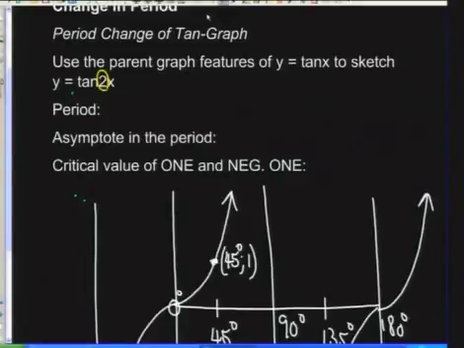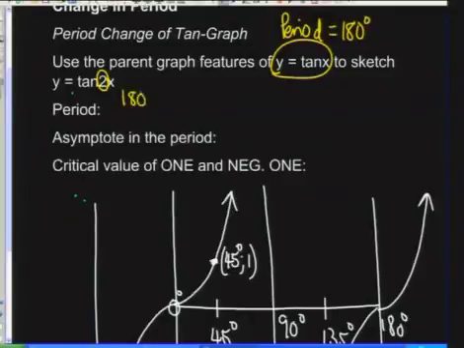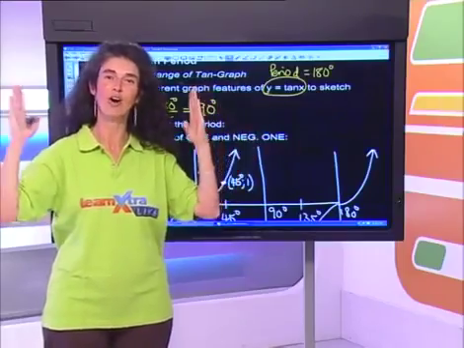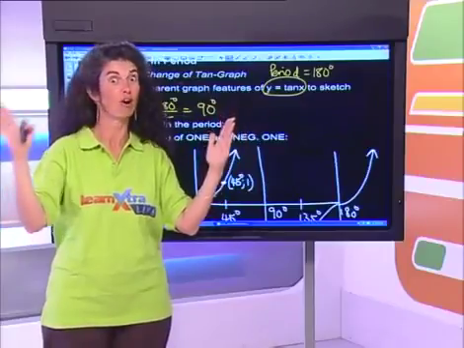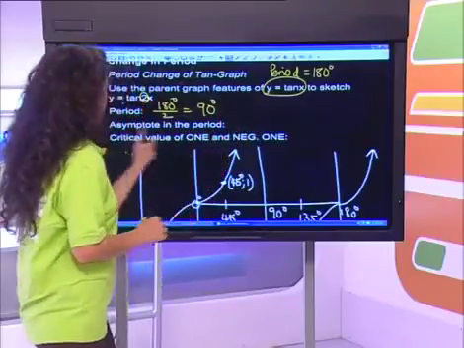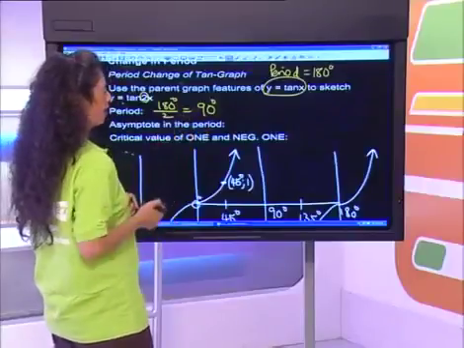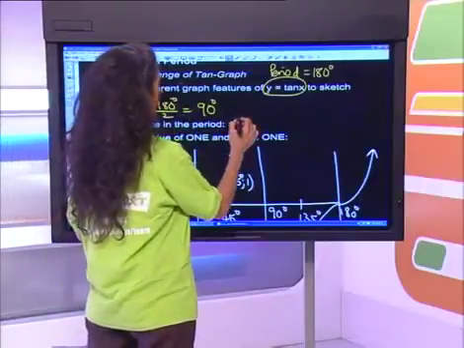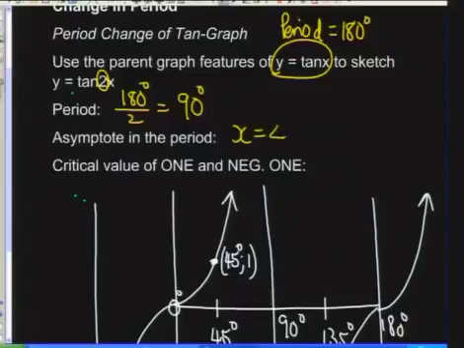We're going to say, what's the new period? Well, what is the period of the parent graph? This period takes us 180 degrees. So the new period is going to be 180 degrees divided by the coefficient, which gives us 90 degrees. Okay, so from 0 to 90, I have to get a whole cycle in there. Halfway would be my asymptote. So the asymptote in the 90 degrees is going to be at x equals 45 degrees, halfway.